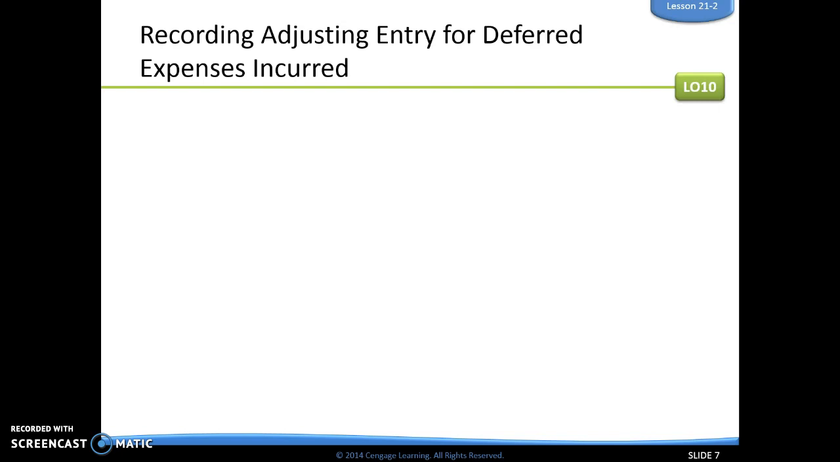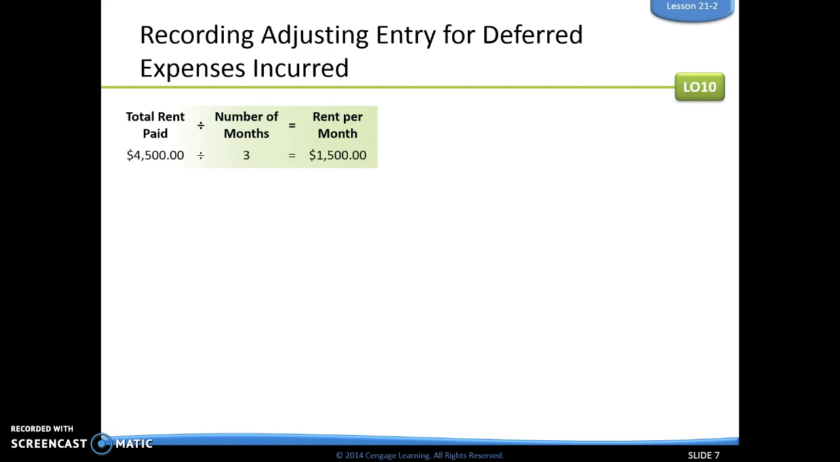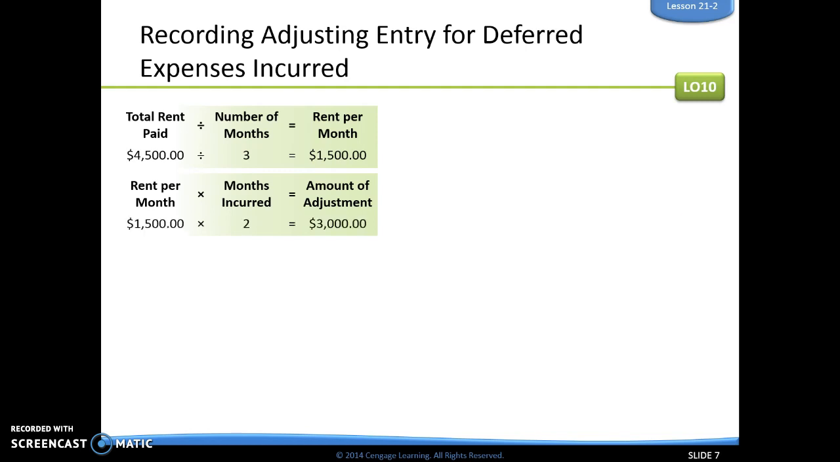Next we're going to record the adjusting entry for the deferred expenses that were incurred. So just like we did last time, we're going to take the total rent that we paid divided by the number of months that we paid for to get our rent per month. So it's going to be the same as last time. 4,500 divided by 3 would mean $1,500 of rent each month. Then we're going to take the rent per month times the months that we have actually used, and that will be the amount of the adjustment. So $1,500 per month, we have 2 months, and so that amount of adjustment is $3,000.